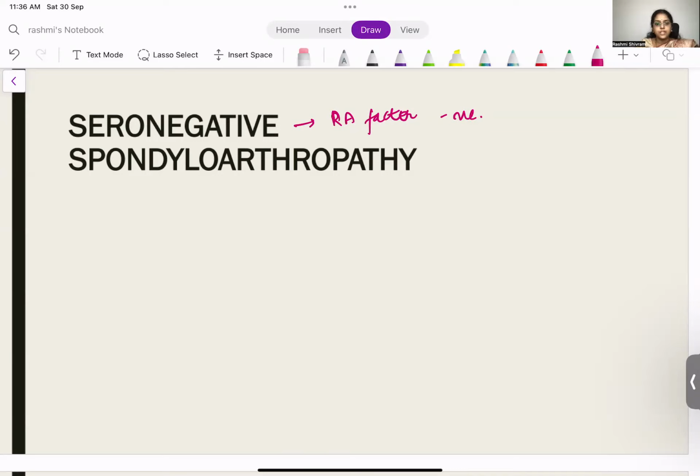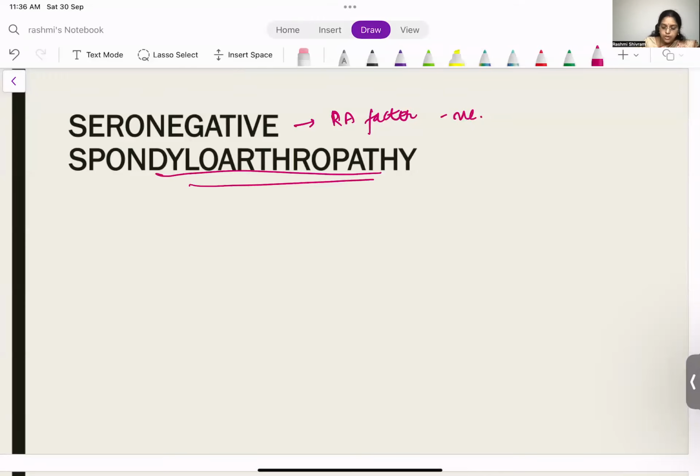But now the terminology has changed, and they have found that among these RA factor negative patients, many have an axial predominant problem. What do we mean by axial predominant problem? That means that the spine is getting involved in these patients. So what do we mean by seronegative spondyloarthropathy? The RA factor will be negative, and in some cases, the spine is also getting involved. Let us now look at what is spondyloarthropathy.